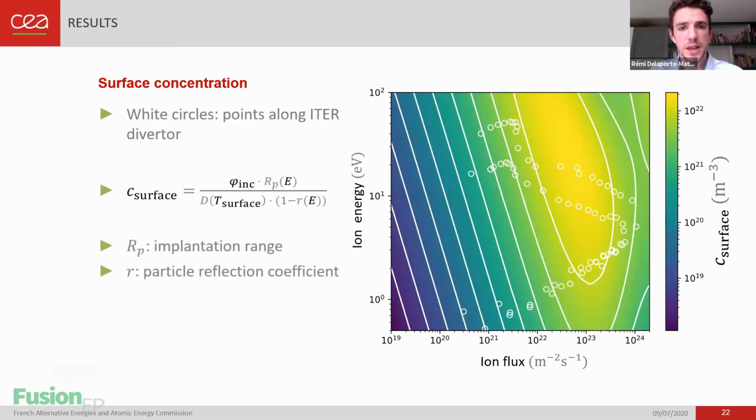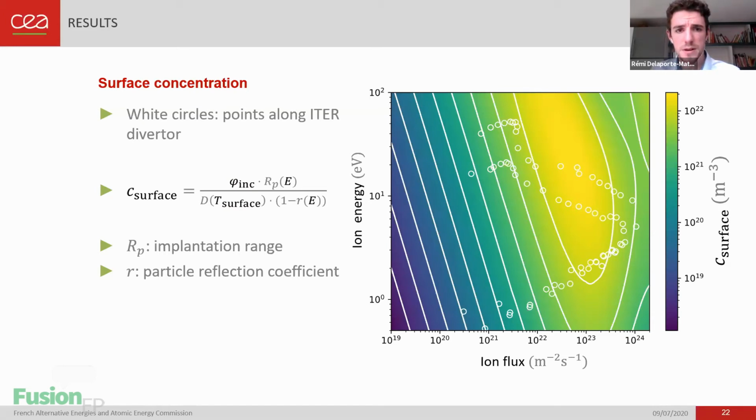Okay, so next, the surface concentration. So again, each white circle corresponds to a point of the divertor. For the surface concentration, we actually have a nice analytical formula for that, that links the surface concentration to the incident flux, phi incident here, and to the ion energy and the surface temperature we calculated just before.